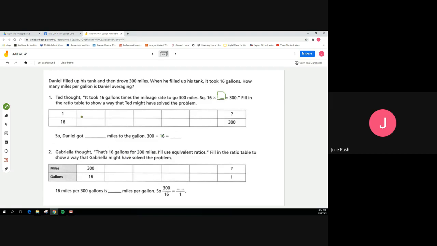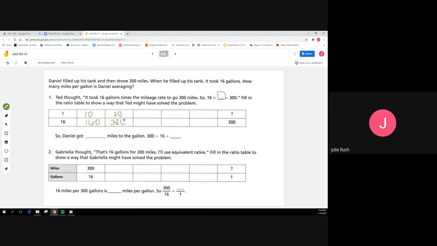So I started by multiplying by 10. And so 10 times 1 is 10, and 10 times 16 is 160. Trying to get to 300, I doubled it again, and I got 20. And then when I doubled 160, I got 320, because I know that if I double 16, I get 32, and then my 0 just carries over.